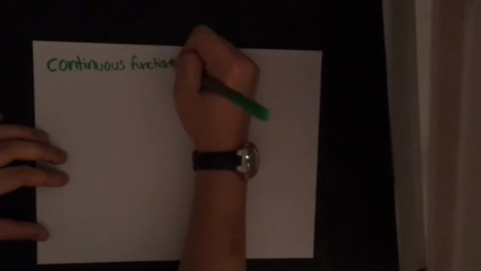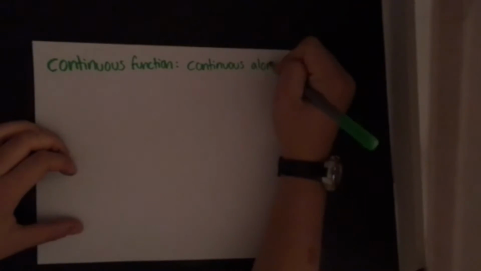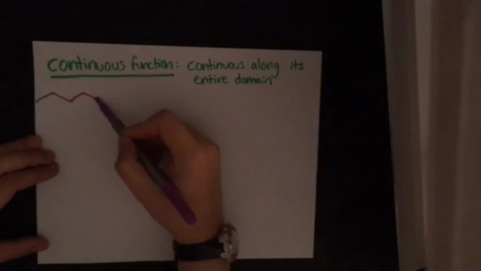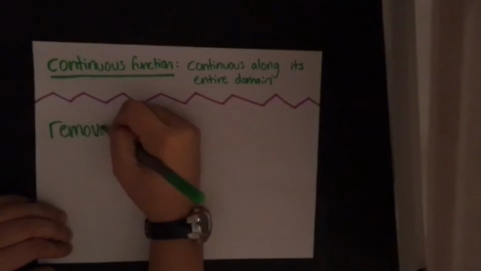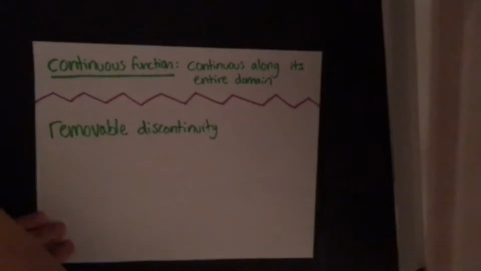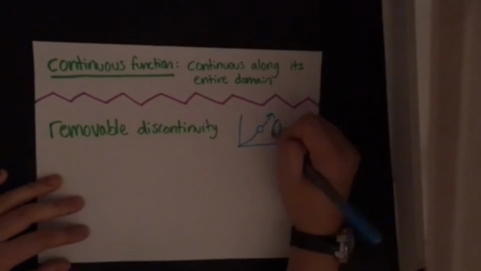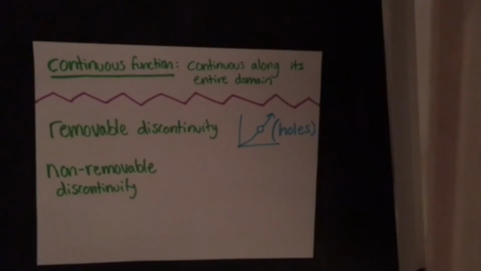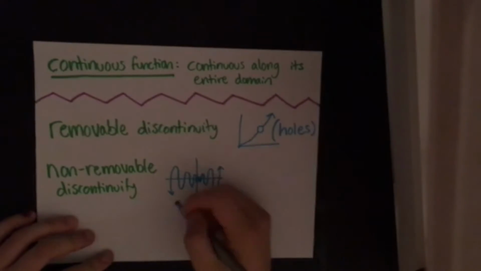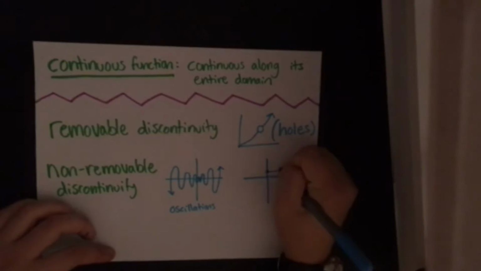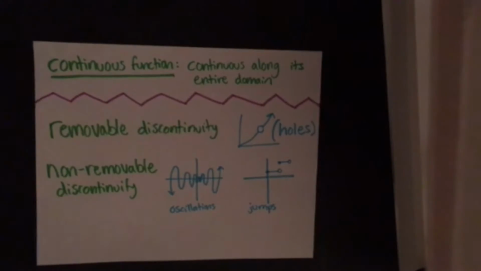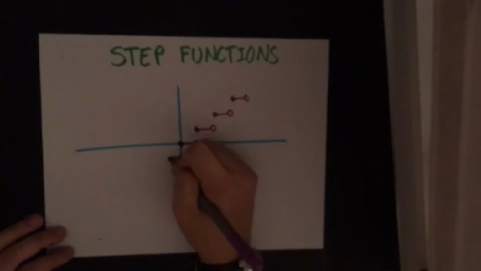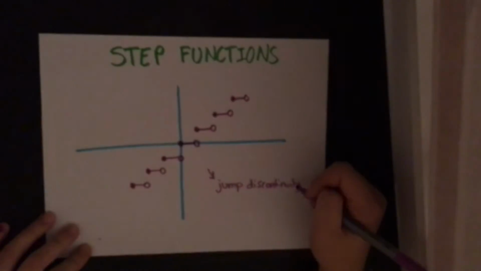So we know a function is continuous when it is defined at every point along its domain. But what about functions that are discontinuous? Such functions can be divided into two subcategories. First is removable discontinuity, and an example of this would be a hole in a graph. And next is non-removable discontinuity, which includes things like jumps or oscillations. Step functions are a classic example of non-removable discontinuity because they have jumps between values.